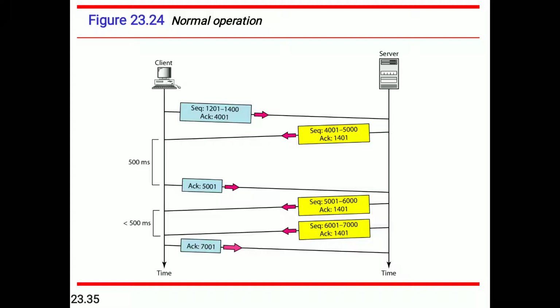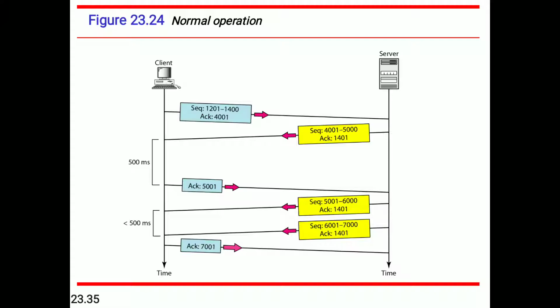This is one example of normal operation. The client sends the sequence numbers 1201 to 1400 with acknowledgement number 4001. That means it is expecting the data with sequence number 4001 from the server. Now the server is sending the sequence numbers from 4001 to 5000 with acknowledgement number 1401. That means it has received up to 1400. It is waiting for 1401.